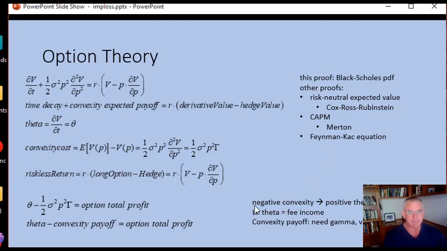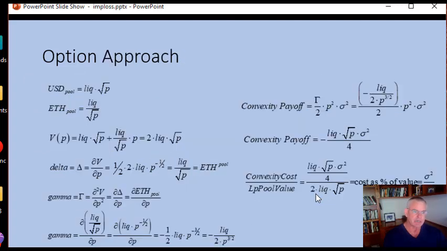But the bottom line is, you have negative convexity, you need positive theta. You need lots of fees. They have to be equal, all right? If you don't make more money than you're paying in convexity, you're hurting. So let's go. Can we figure this out?